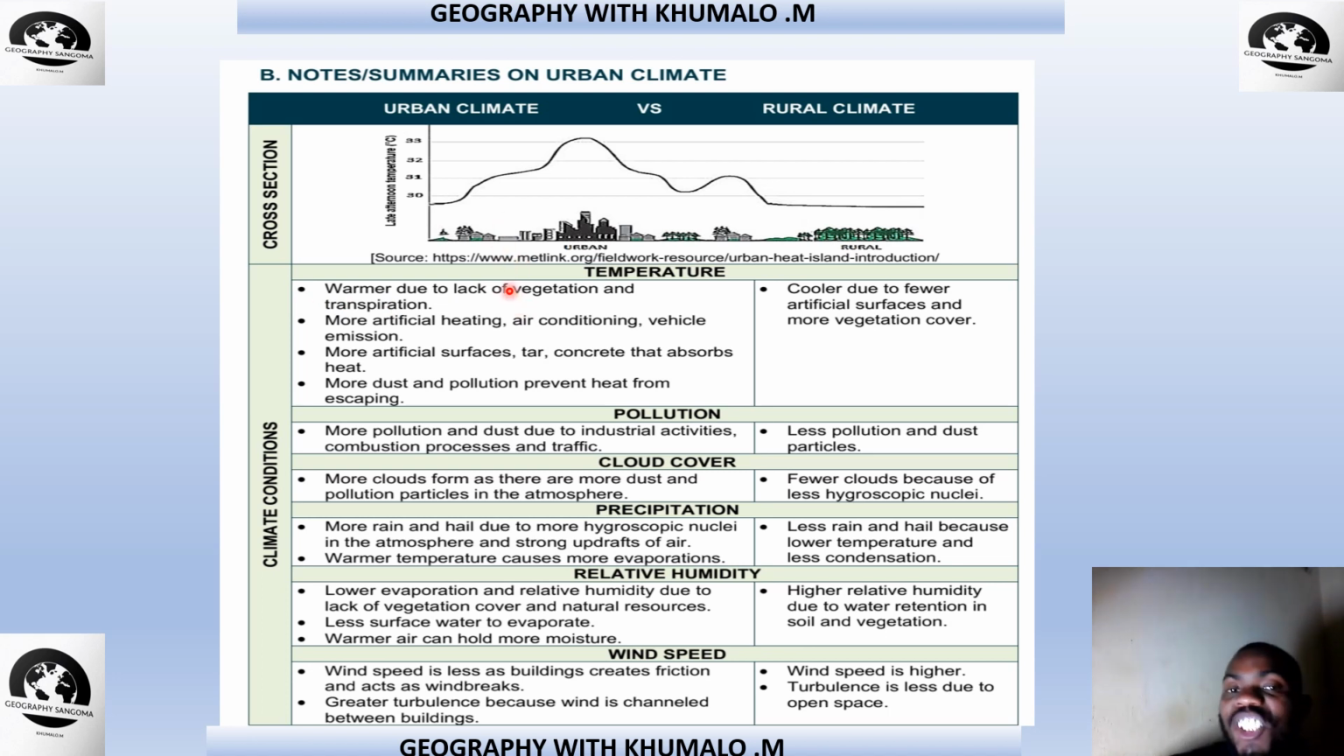So there is less vegetation, there's less absorption of heat, more artificial heating, air conditioning, vehicle emissions. So we know in the cities, grade 12, there is more artificial surfaces such as your buildings, such as your tar road, a lot of infrastructure that is found there in the cities, including your air conditioners and your motor vehicles, they emit certain gases that contribute to increasing temperature.